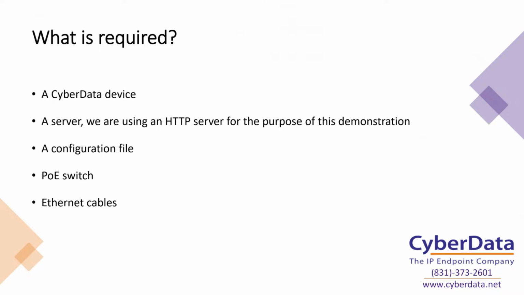So what is required as we get started? Of course, you're going to need a CyberData device, and some kind of server to upload the files onto. Today, we're just going to use an HTTP server because it's really easy to use with Apache. There's a variety of other ones out there that you can use, but for today's purposes, we'll use an HTTP server. Next, you need a configuration file, which is what your device is actually going to download. Then you need a PoE switch to power your device and some Ethernet cables. You'll probably already have the PoE switch and Ethernet cables, but I threw them in there so you've got everything that is required.